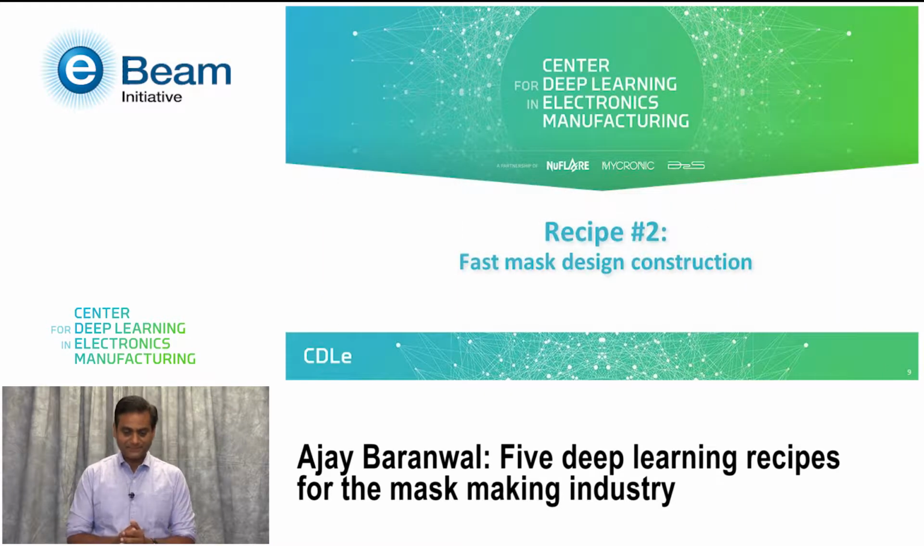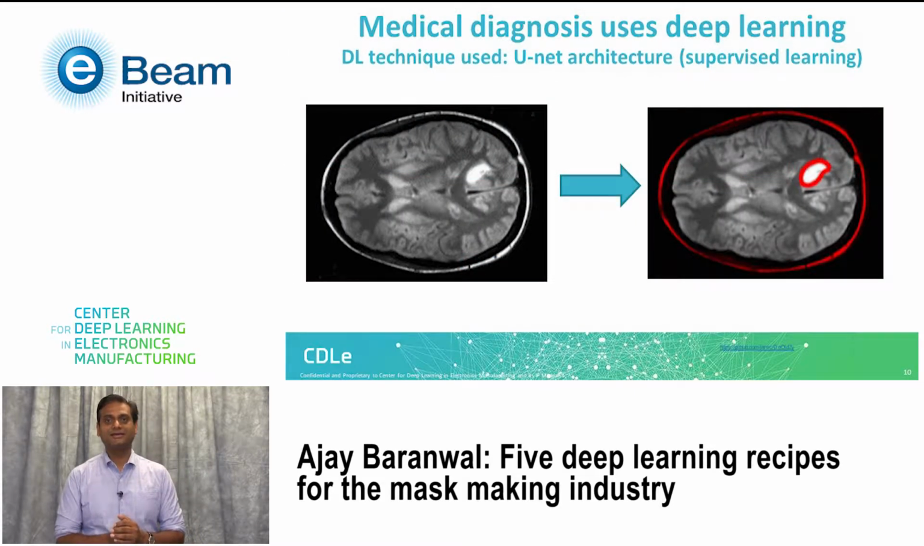I'll go to my second recipe. My second recipe is fast mask design construction, and the real world idea comes from medical imaging, diagnostics of human brain tumor using MRI scans. This technique came in 2015, I guess. The neural network type used was UNet, and using UNet, the engineers were able to diagnose, pinpoint and segment out the problematic brain portion. As you can see on the right side picture, the red circle encapsulates the region which has the problem.